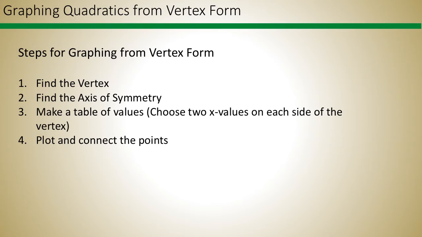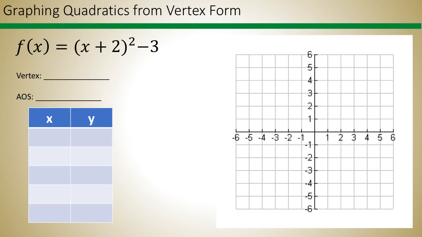Okay, so today what we're going to be doing is taking vertex form and graphing these quadratic functions. So our first step is we're going to find the vertex. Okay, so we should be able to identify that easily. Next thing, find the axis of symmetry. And then we're going to make a table, and we're going to choose 2 X values on each side of the vertex. And then we're going to plot and connect our points and draw the axis of symmetry. So let's look at an example of that.